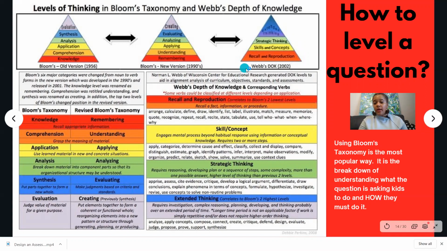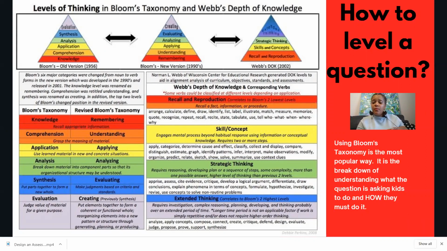Well, this is DOKs. Once again, they're kind of with 4, but they really align. If you look at your red and your red, your yellow and your yellow, your green and your green, and your blue and your blue. No, that's the revised, your blue and your blue. Then you can see how they are very, very much aligned.